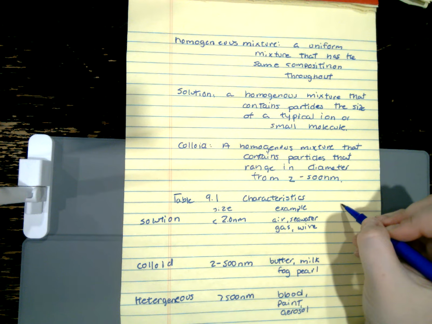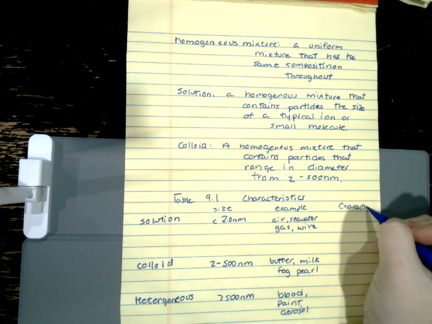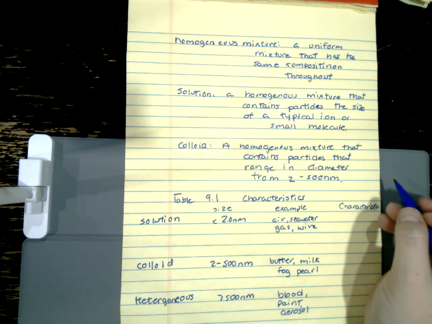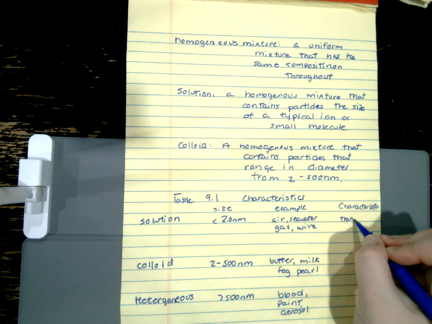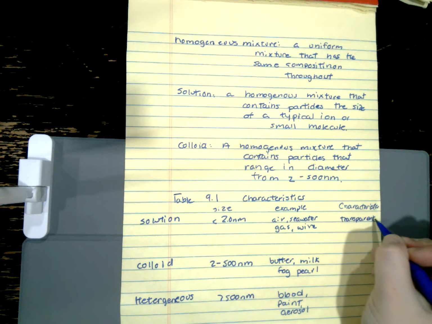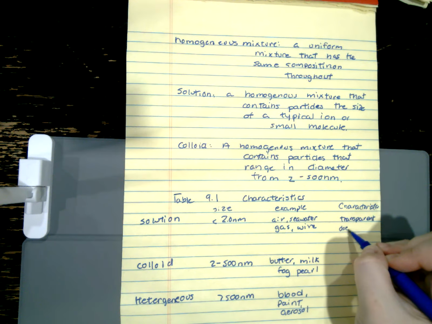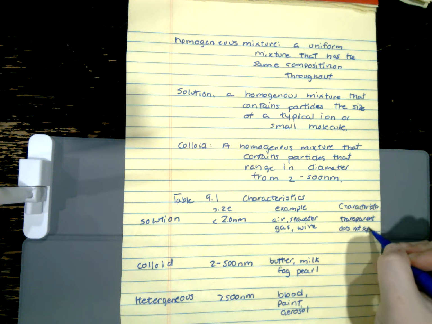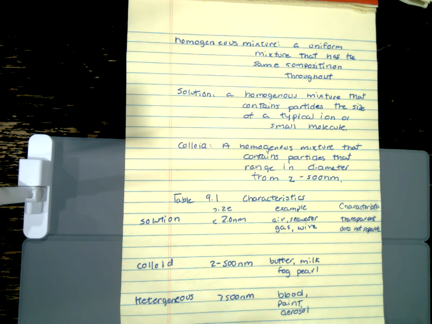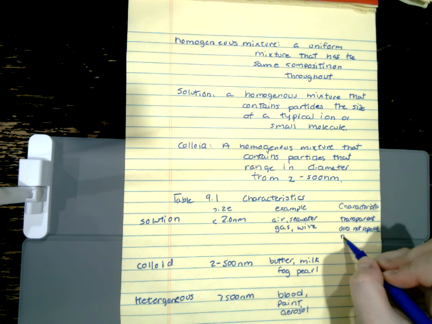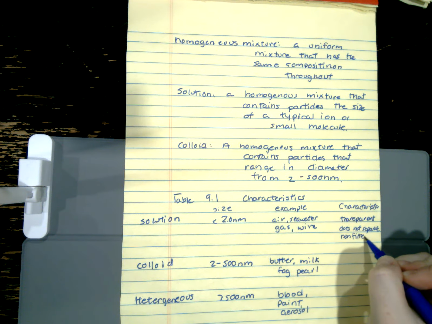And then the characteristics are going to be transparent, does not separate. For example, if you were to leave orange juice in the refrigerator, it would separate once you left it standing. If it doesn't separate with standing, that would be something like air. The air doesn't separate into separate particles, it's always mixed. And this is non-filterable.